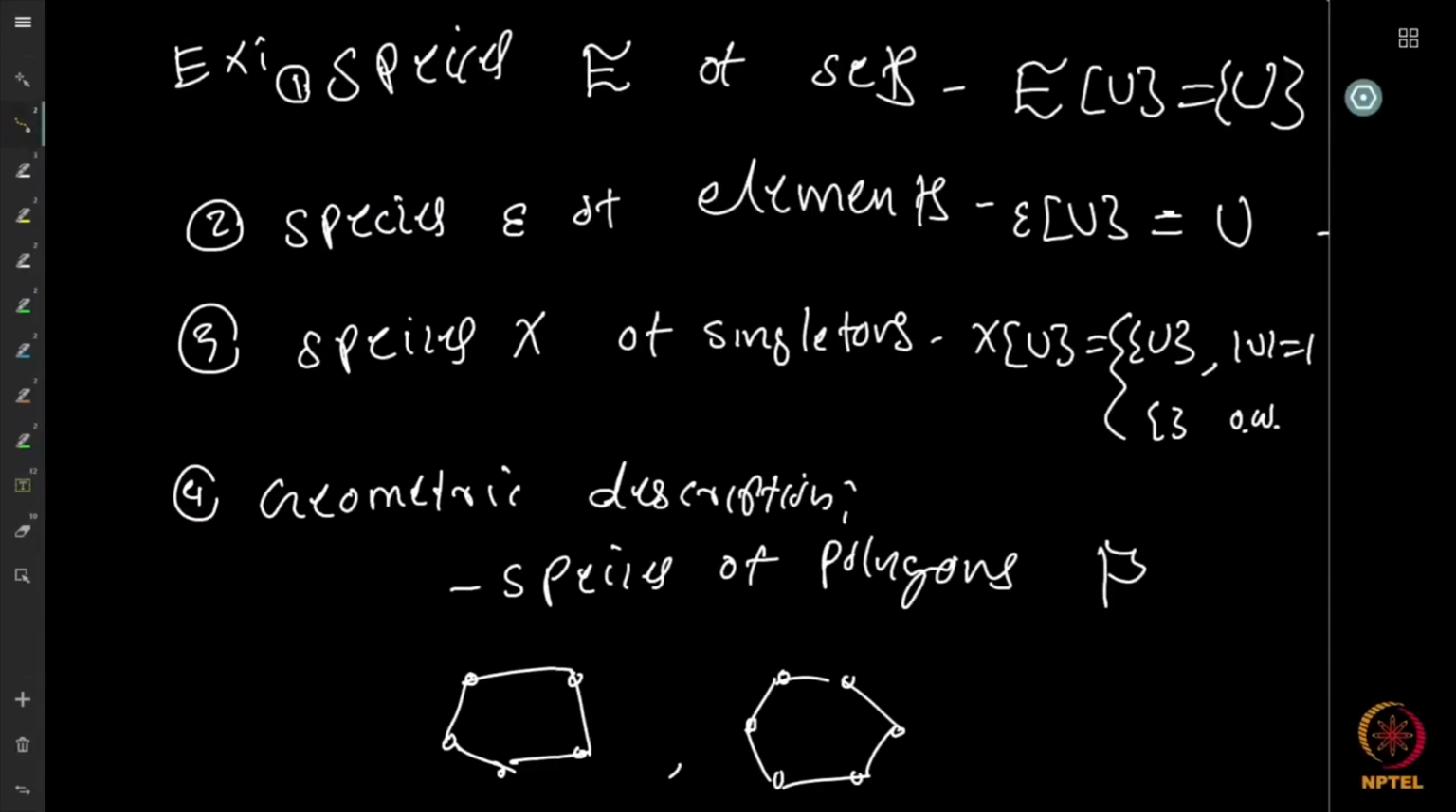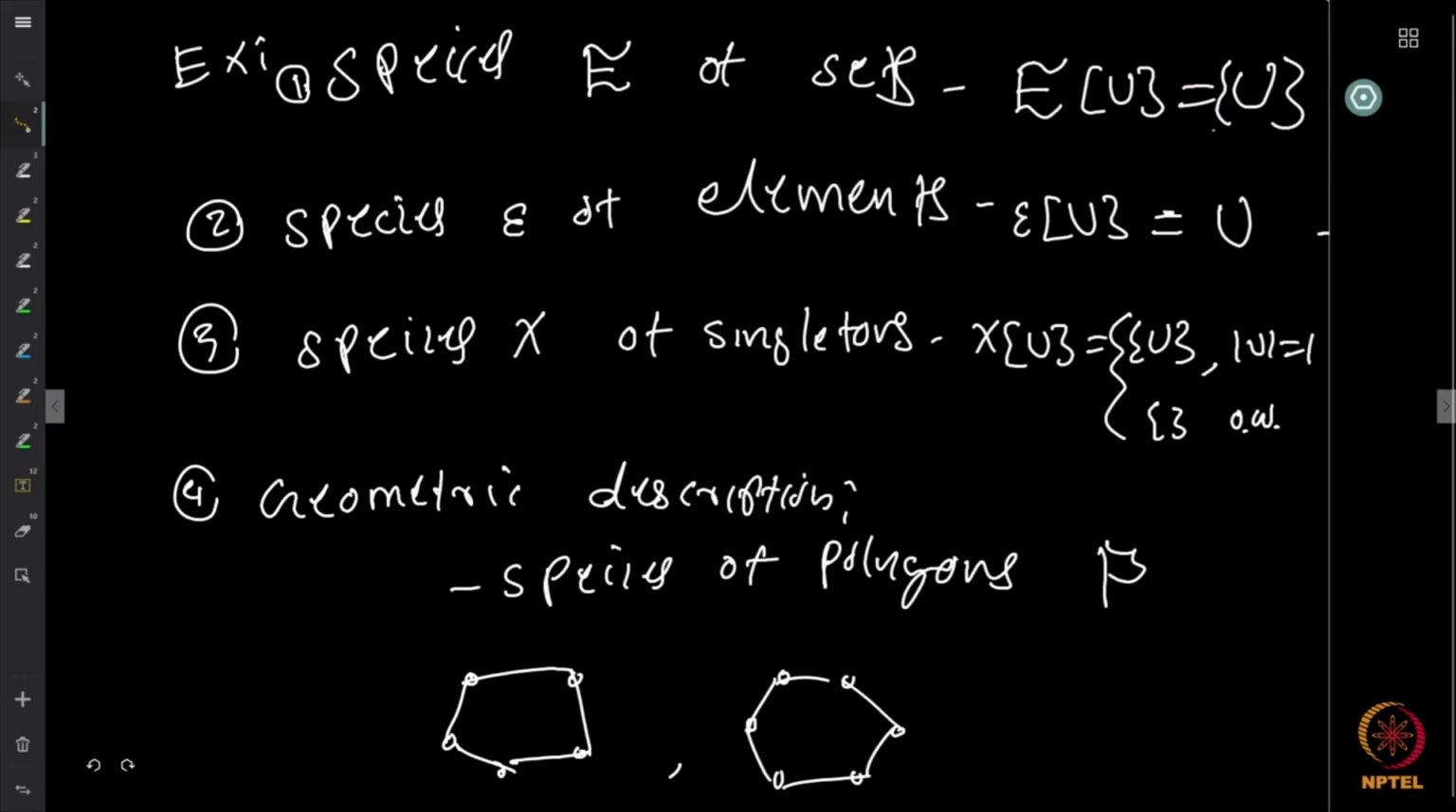Now, let us look at some examples. So a species E of sets. We are talking about the species of sets, right? So given any finite set U, what is E of U? We are putting a set structure. When I say E of U, it means I am talking about structures of type E, which are sets on the set U. So I want to put a set structure on U. How do we put a set structure on U?